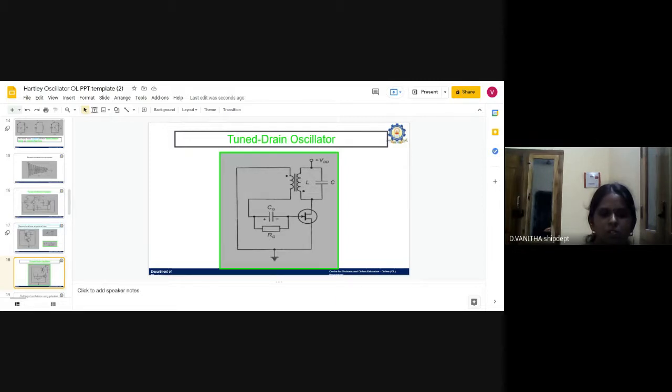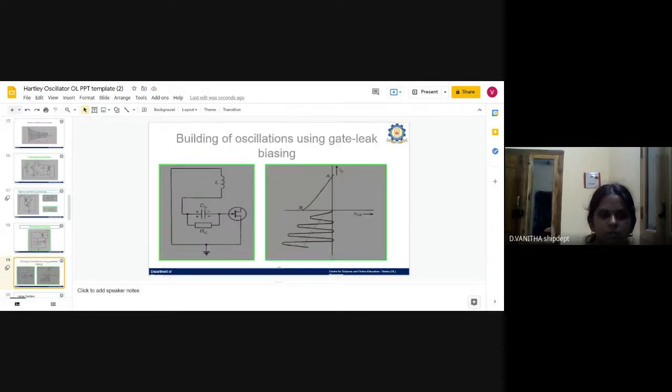So this will be an oscillator which is using a FET. Here also there will be a tank circuit. So here the building of oscillations is done using the Hartley biasing. So here the damped oscillations are produced.